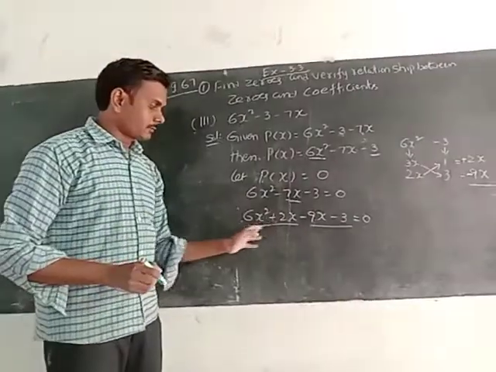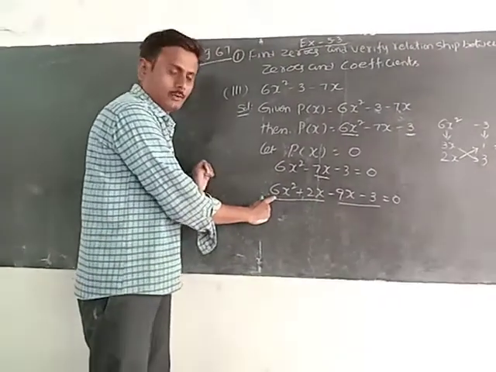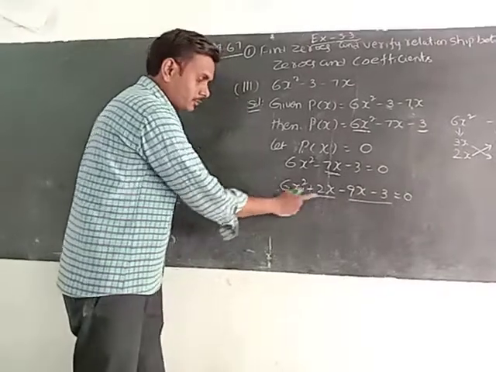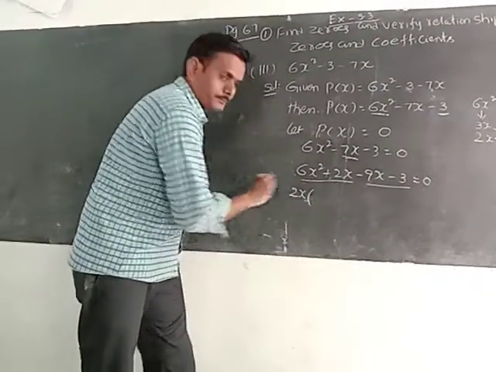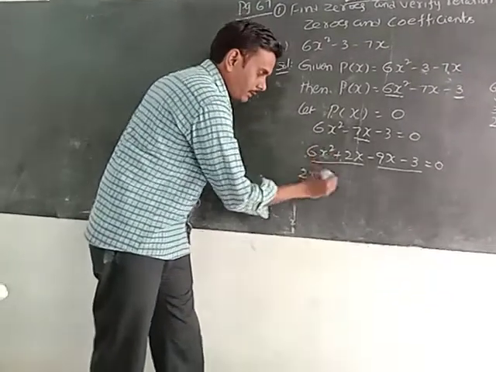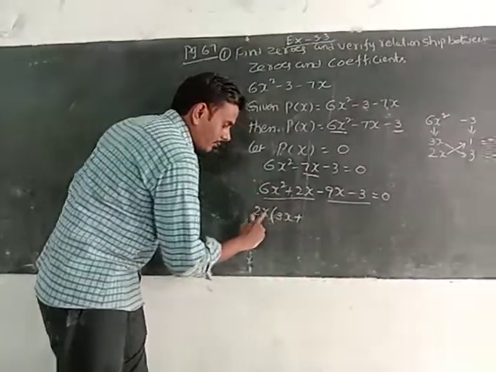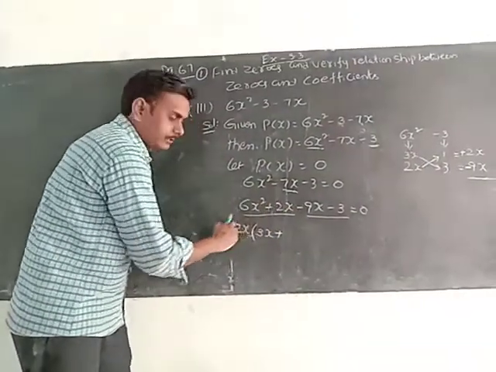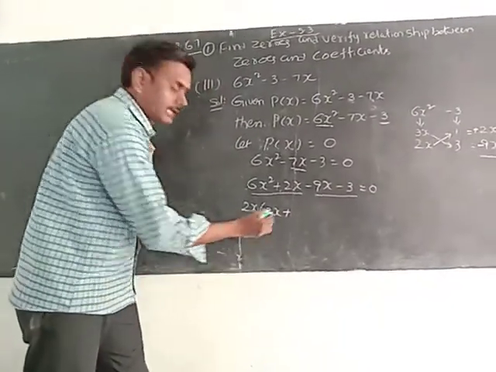In these two groups, what can we take common? The 6 comes in the 2 table, and 2 comes in the 2 table. So 2 we can take common, and x we can take common, so 2x we can take common. 2 threes are 6, 1x will be removed there. In the plus 2x, everything is taken common, so no number remains, and that is taken as 1.